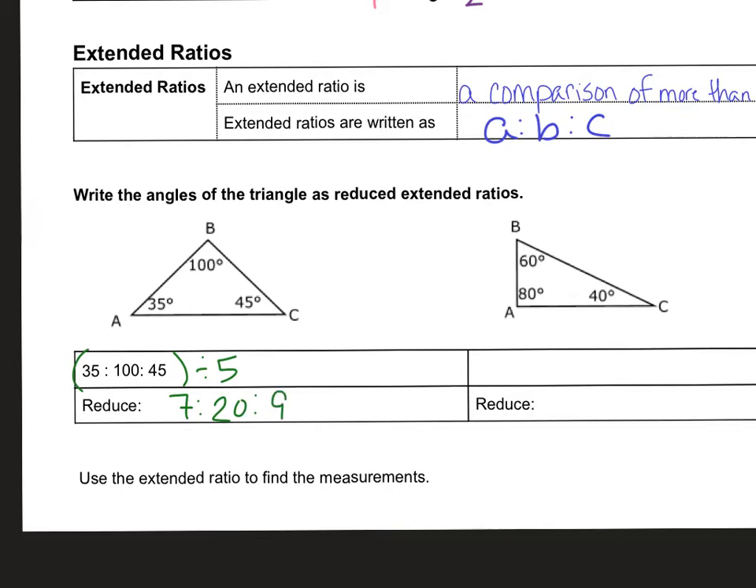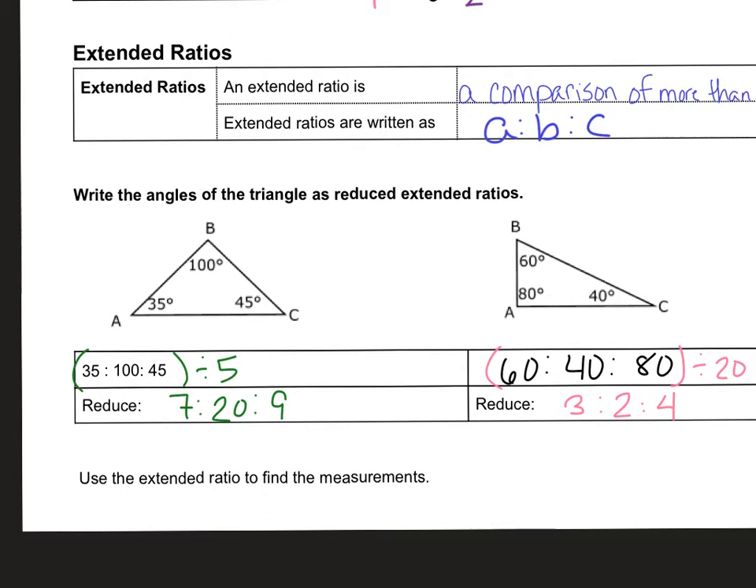All right, let's go ahead and try this next one. Same thing, we have our 3 angle measurements. We have 60, 40, and 80. Now, these look like they're all divisible by 20. So give it a shot. All right, we're looking at 3, 2, and 4 as our extended ratio.